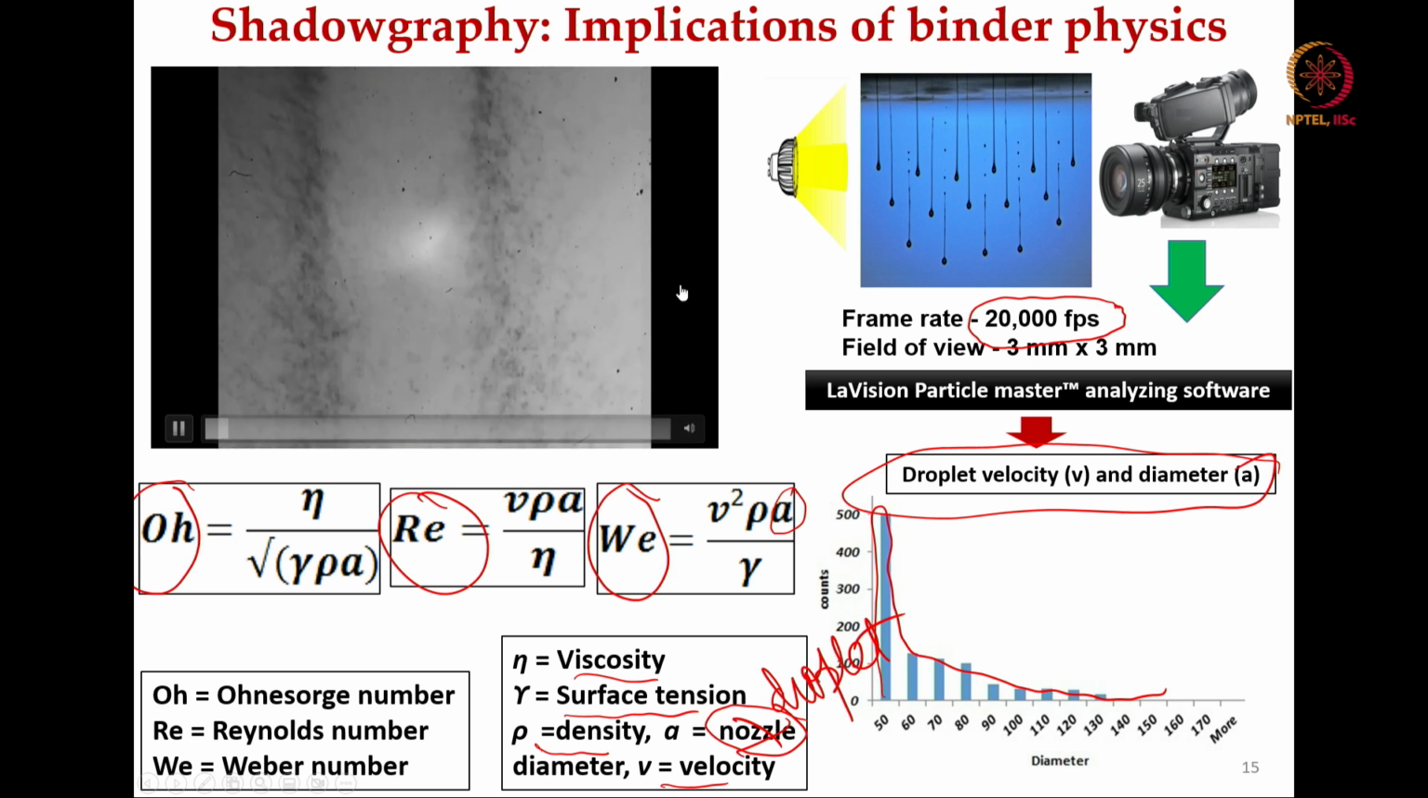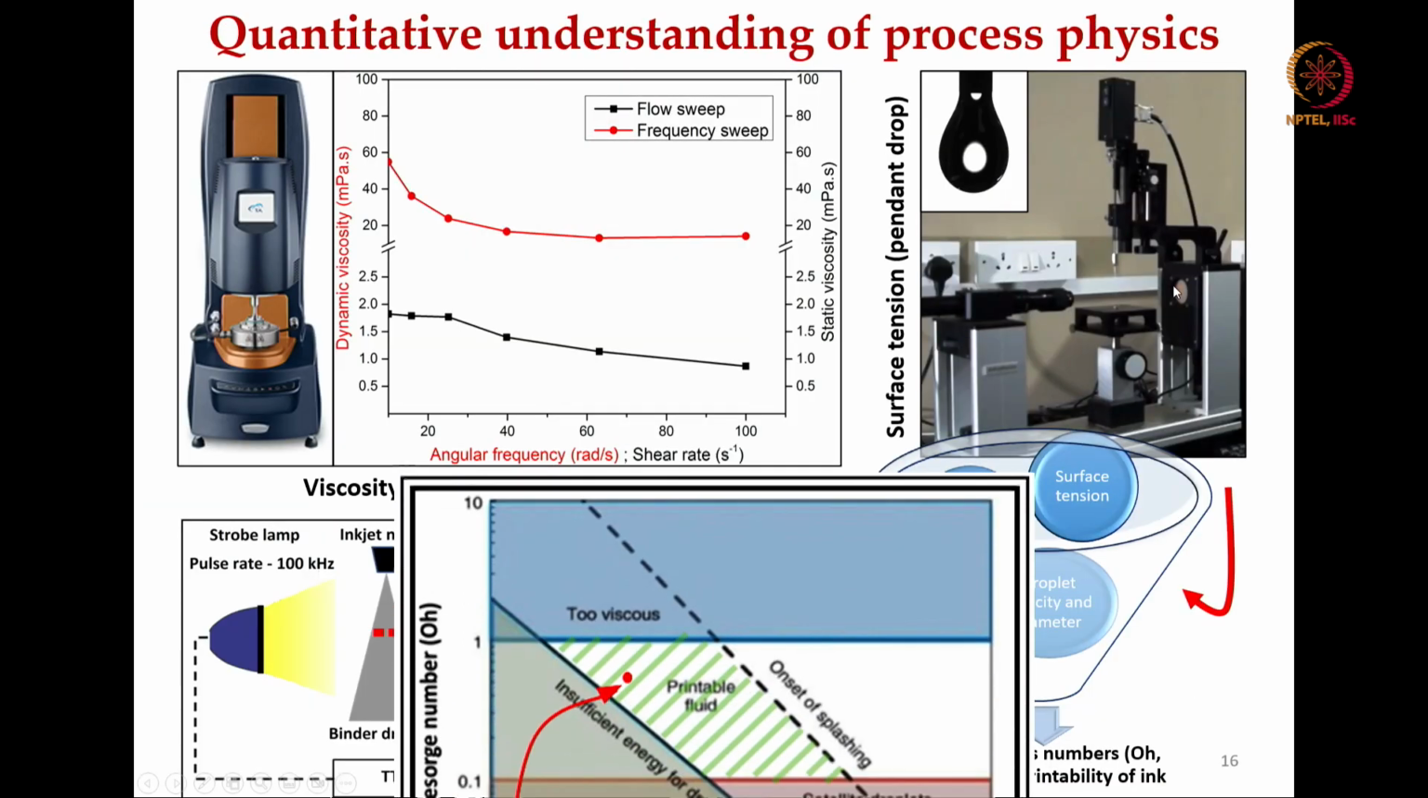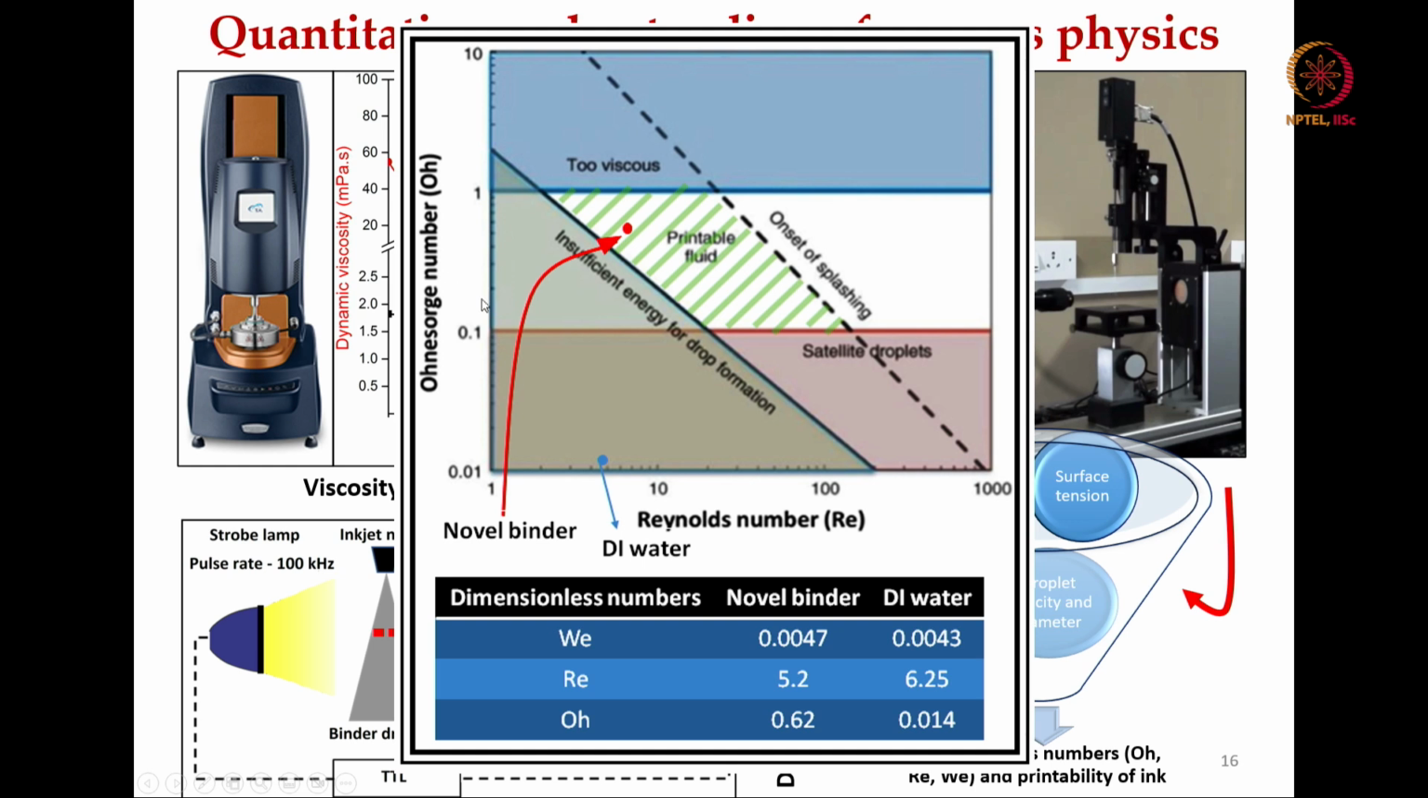Based on these dimensionless numbers, if you plot the Ohnesorge number along the y axis and the Reynolds number along the x axis, the binder that we have used here falls well within this green shaded region. That means it falls in the printable fluid region, and that is the reason we are able to print these materials fairly easily and in a reproducible manner.